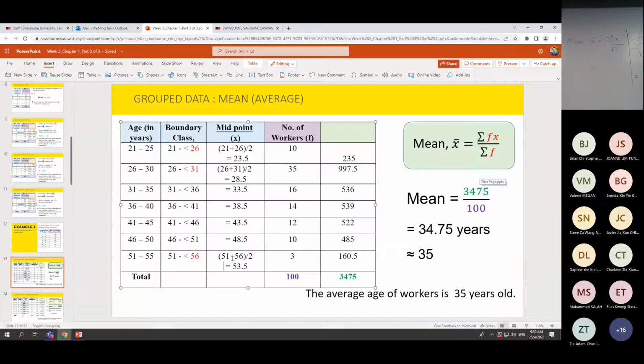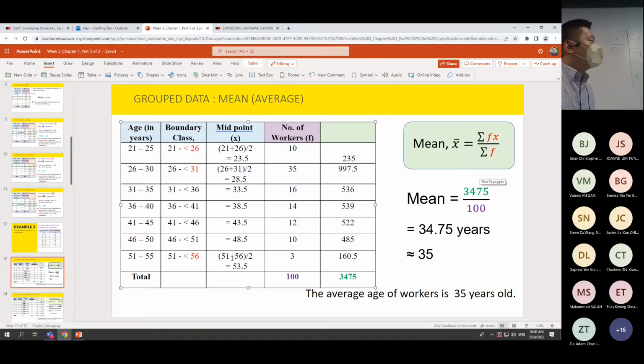So for the first class, we assume that all of the 10 workers are at the age of 23.5 years old. And for the second class, 35 of them, we assume that all of the 35 workers have the same age, 28.5. For the next class, 16 of the workers, we assume all of them have the age of 33.5. For the last class, we assume these 3 workers, the oldest, have the age of 53.5. This is the limitation for group data analysis: we only use the middle value to represent each class.